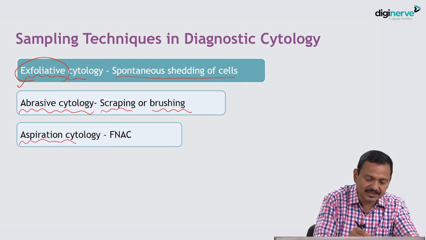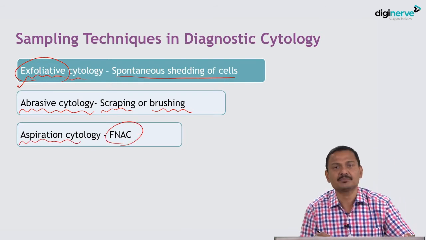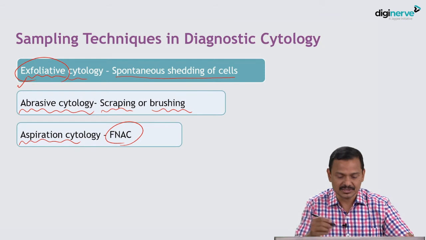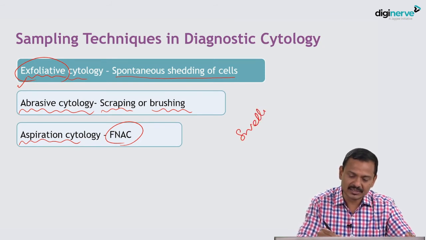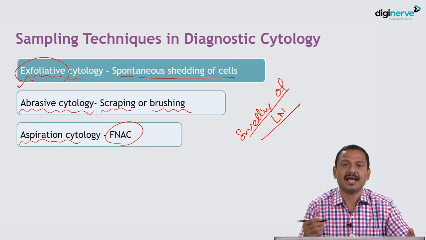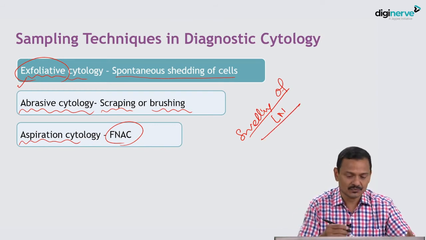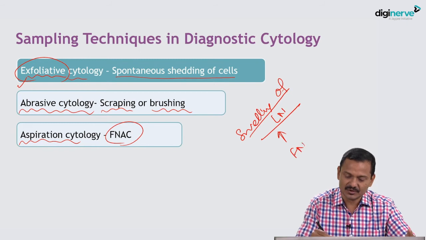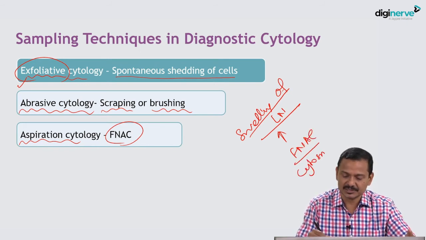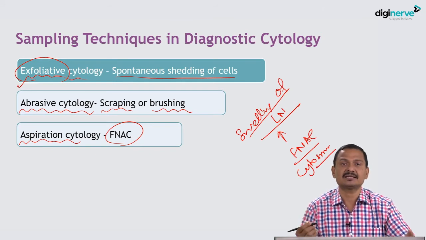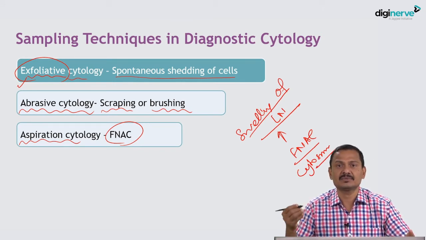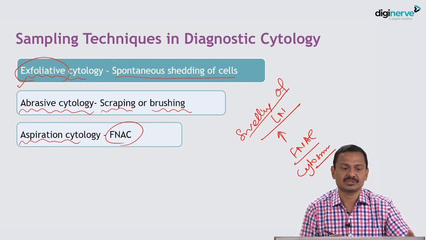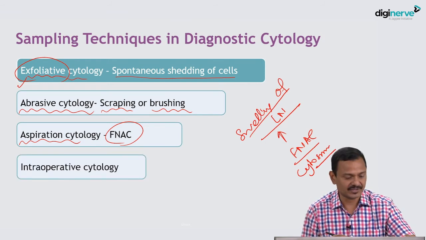Third is aspiration cytology, which is a type of interventional cytology. Suppose there is a swelling of a lymph node, or there is lymphadenopathy and we do not know what the diagnosis is. We will just put in a needle, take out some material, make a cytosmear, stain it and say whether it is infection, neoplasm or metastasis, what is the pathology in that node. So, that is FNAC.